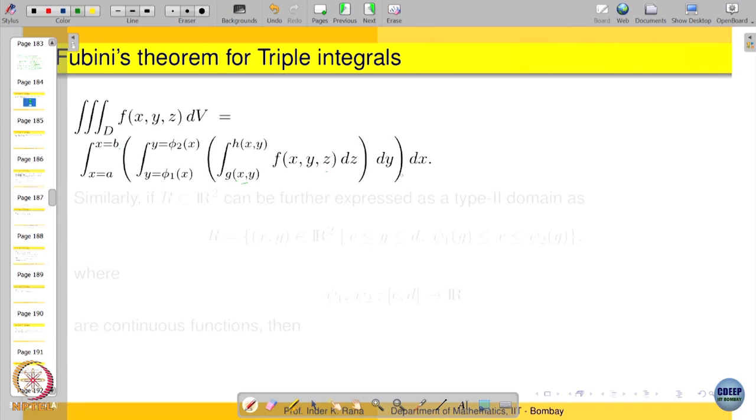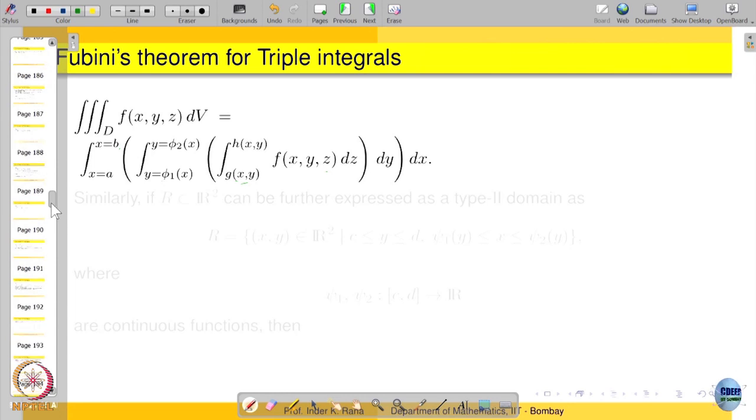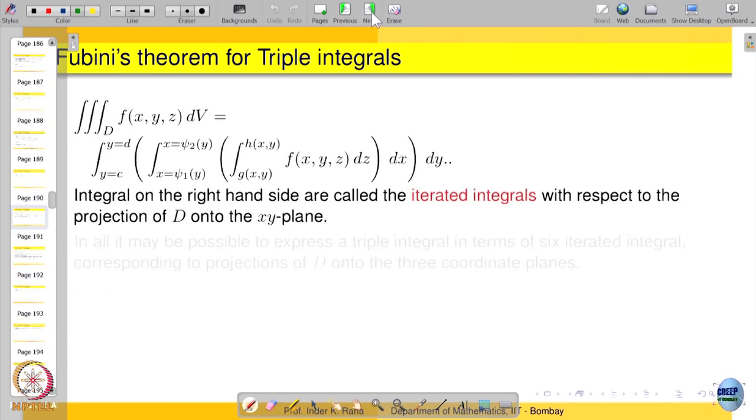Suitable conditions have to be put, namely that phi 1, phi 2 are to be continuous, g is to be continuous and so on. We will assume all those nice conditions hold, that all the iterated integrals exist and are equal to the double integral. Similarly, if this projection is of type 2, then y goes from C to D, x goes from the lower curve to the upper curve, psi 1 to psi 2, and then z goes from the lower surface to the upper surface.